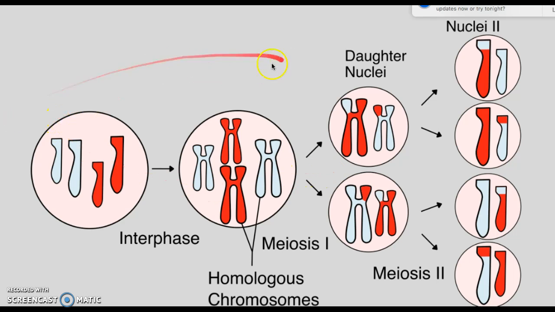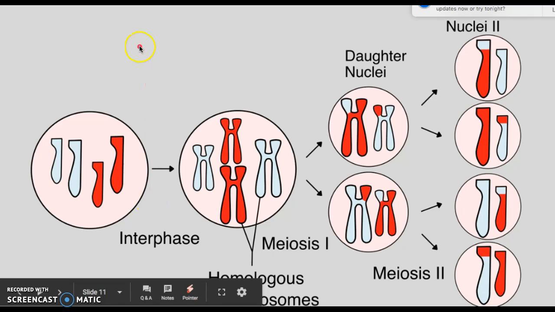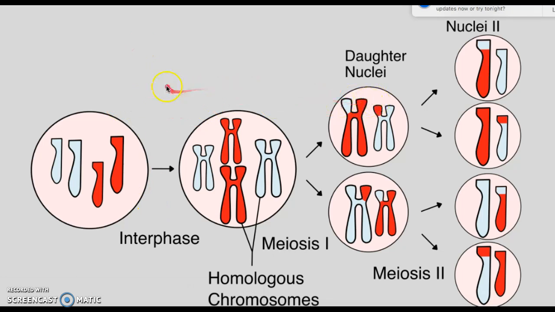This is meiosis here. It's basically a similar process except it doesn't require two parents and it splits by itself.